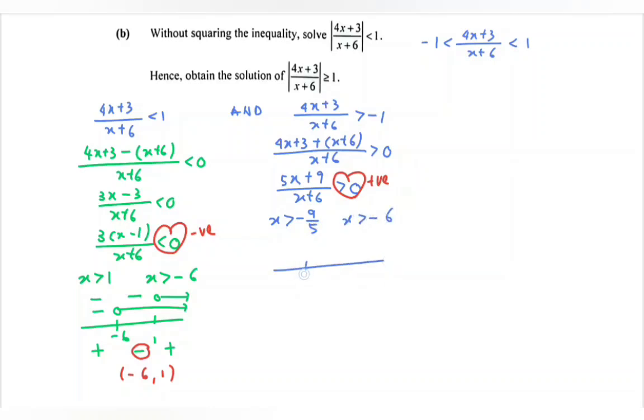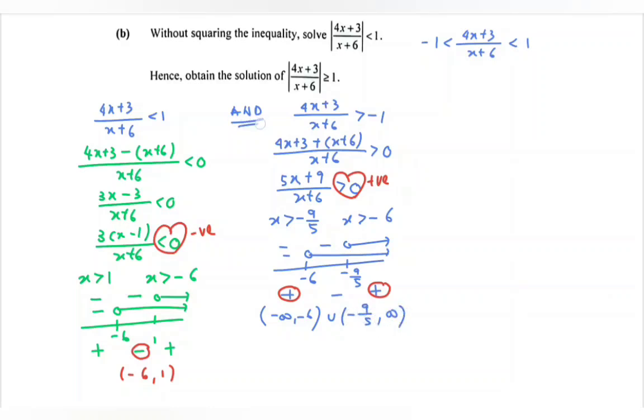Number line, we have negative 6, negative 9 over 5. So empty circle towards the right, empty circle towards the right, negative. So we have positive, negative, and positive. So in here we have the positive. Then we can have negative infinity until negative 6, where negative 6 is not included, and negative 9 over 5 until infinity.